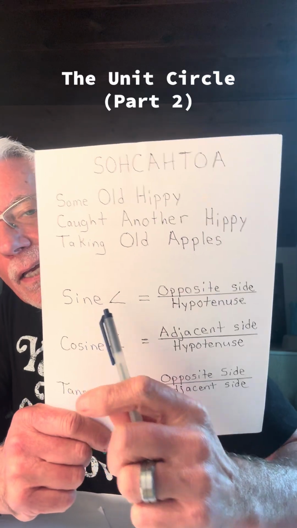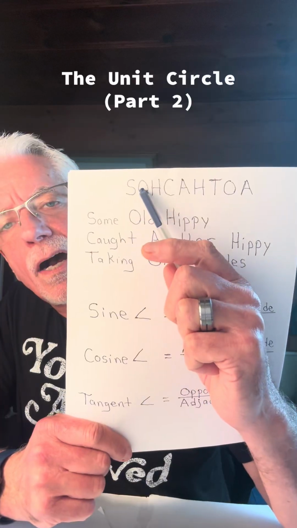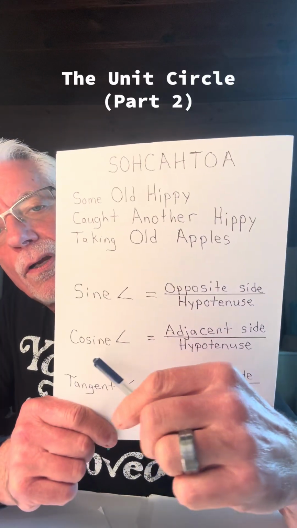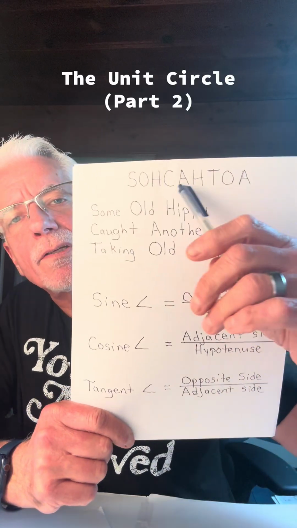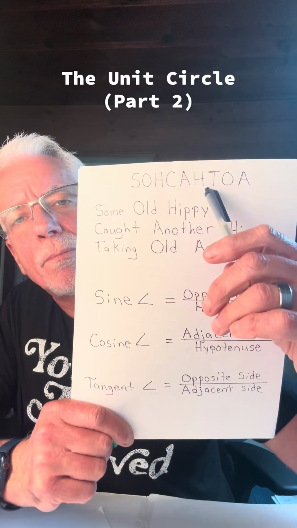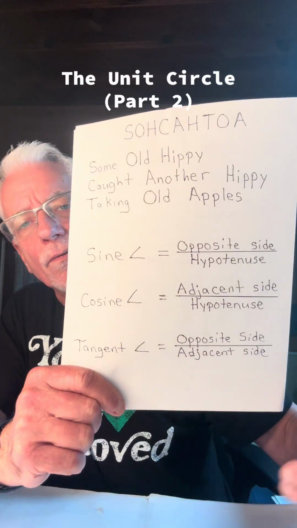So the sine is the opposite over the hypotenuse. Sine is opposite over the hypotenuse. The cosine of an angle is the adjacent side over the hypotenuse. Cosine is adjacent over hypotenuse. Tangent is opposite over adjacent. That's what that says right there.